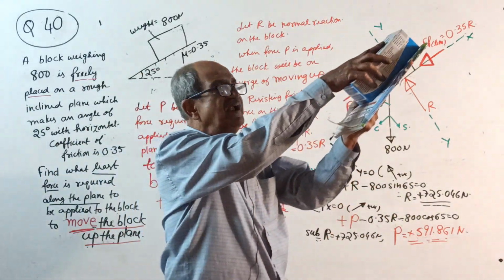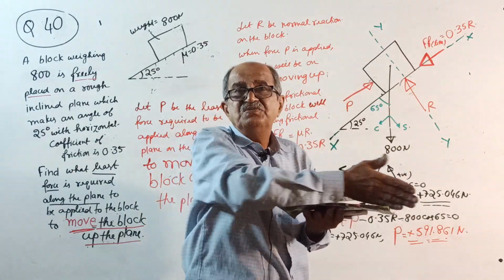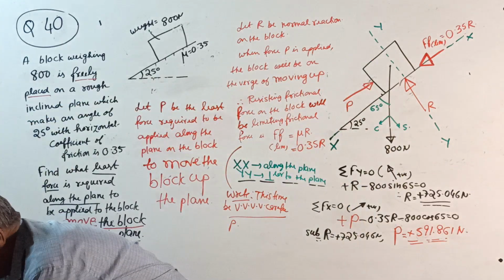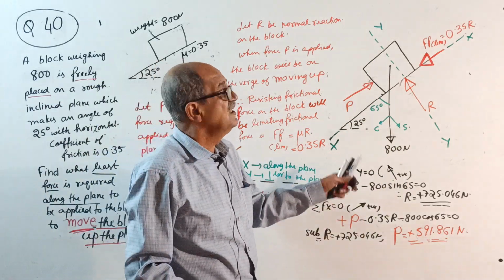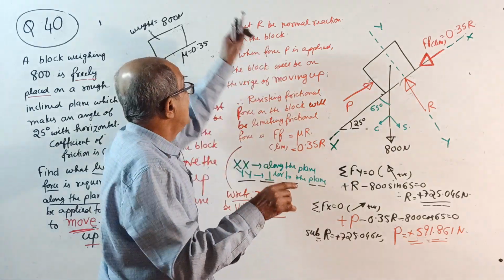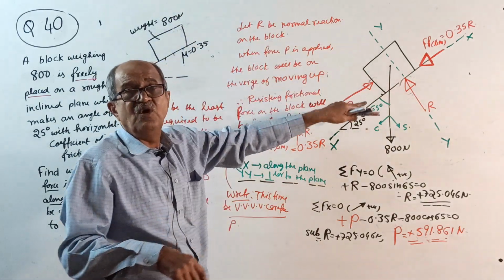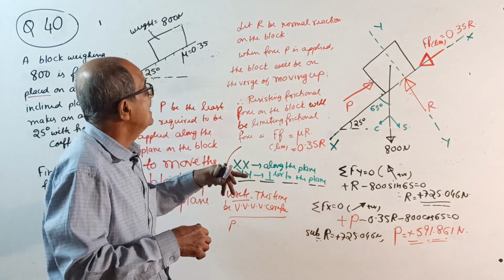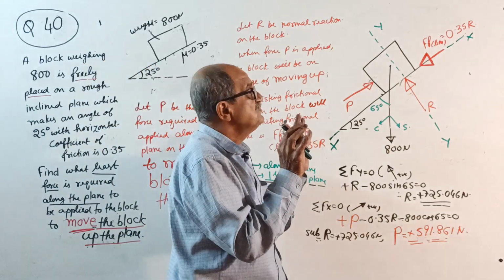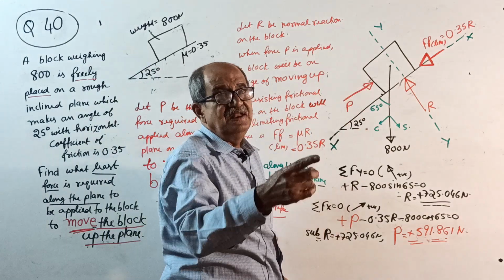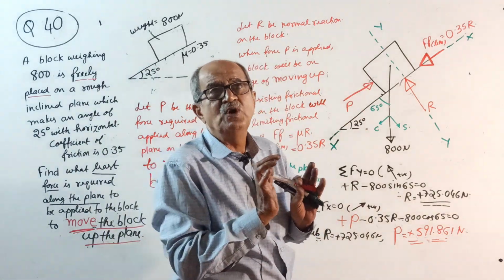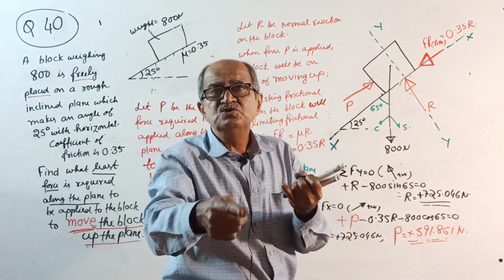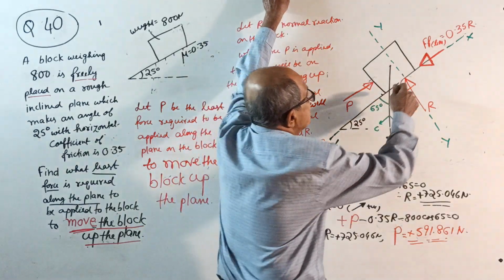Make a note: if any block is sliding down, friction is this way. But if you move it this way, friction is opposite. Frictional force is always in the direction opposite to the motion. In all the questions so far on the inclined plane we considered sliding down, so friction was up. But this time we are finding the force required to move it up the plane. When you try to move up, you have to overcome two things: gravity, and also friction.